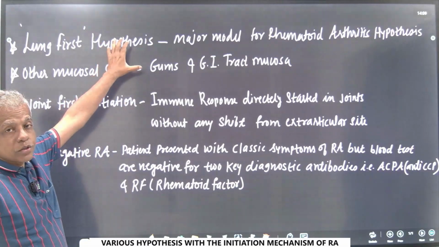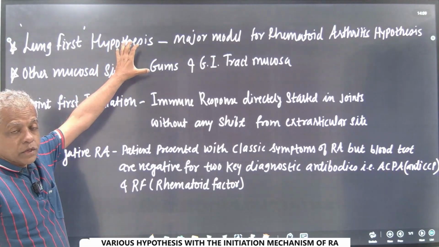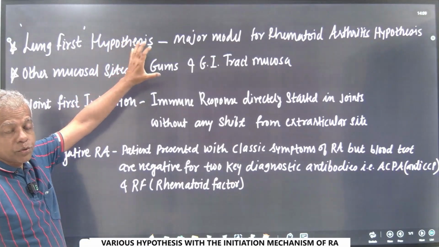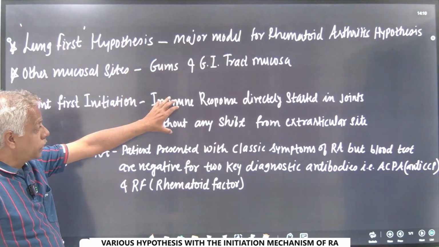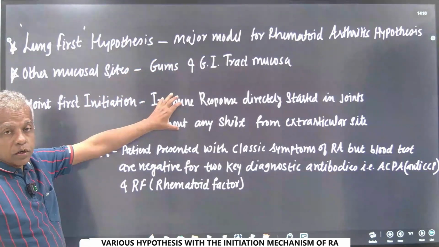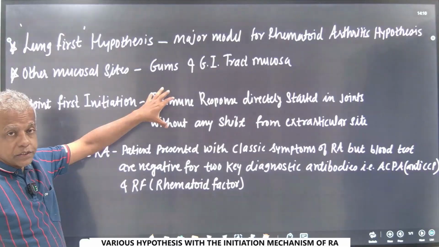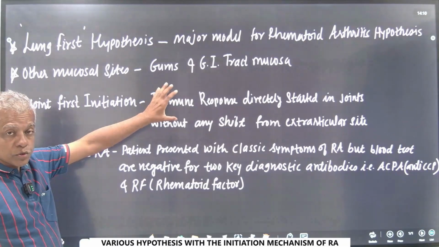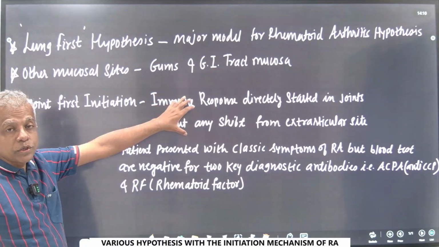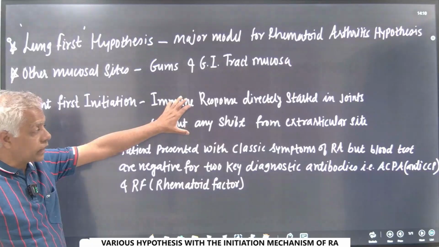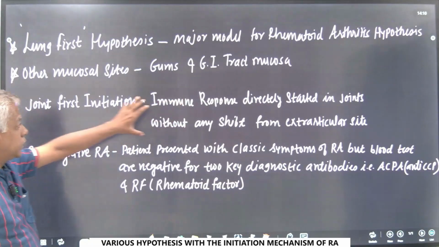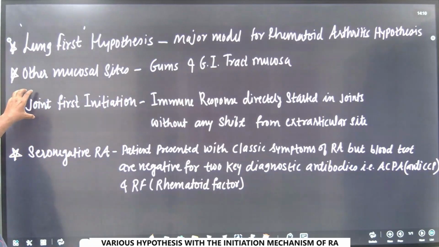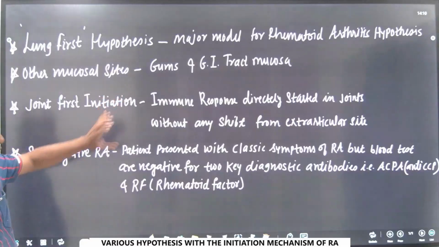Here the antibodies are already present in the blood and they are acting against the hypercitrullinated proteins in the joint, and here these antibodies did not exist in the blood initially, they are formed in response to the hypercitrullination in the joint. So there is a direct involvement of the joint in these cases. So this hypothesis we call the joint first initiation.